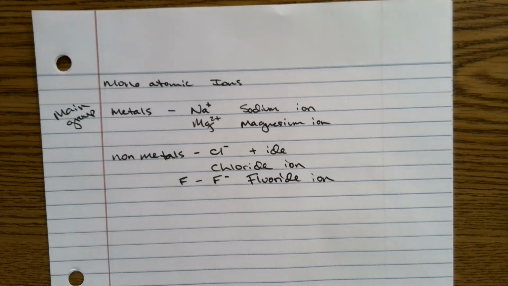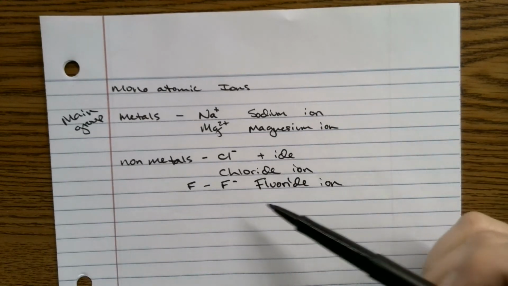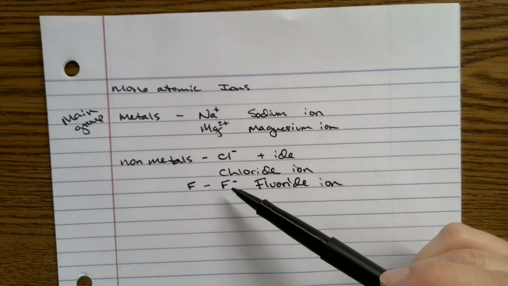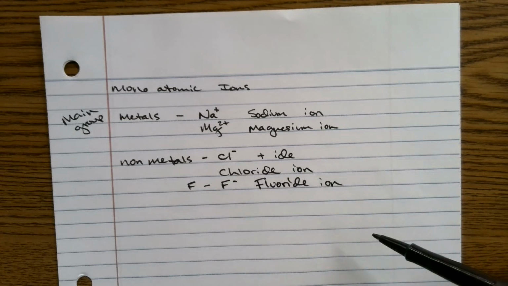Okay. All right, so we've got metals and nonmetals, and specifically main group metals. This is how we're going to pronounce them. If we see a lone fluorine or a lone chlorine, it's chloride, fluoride, and they're both ions.